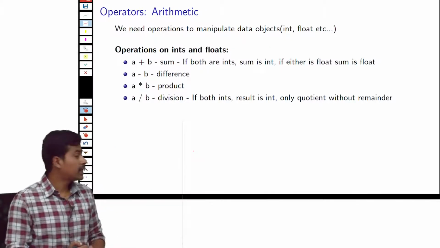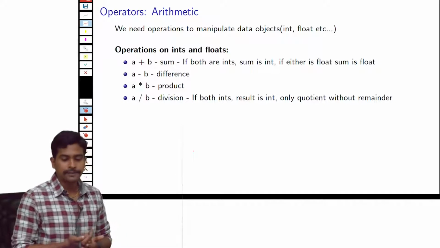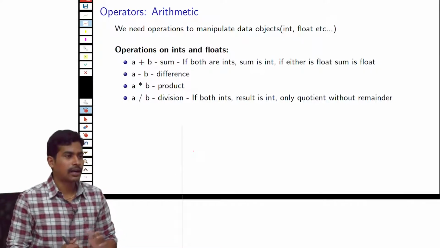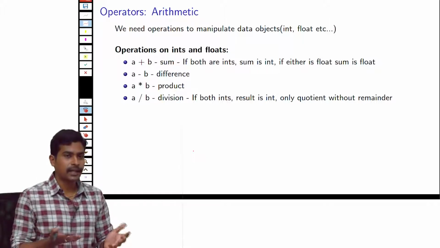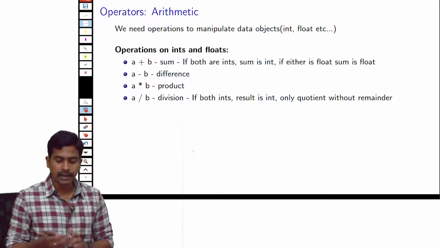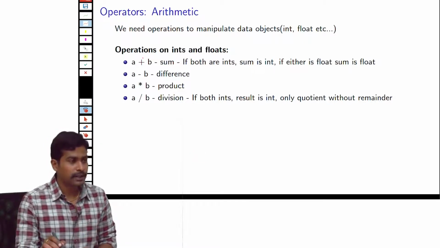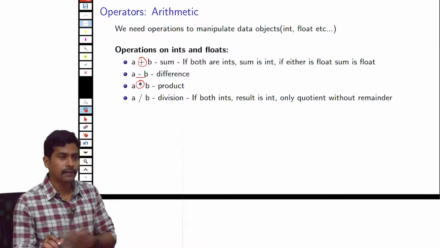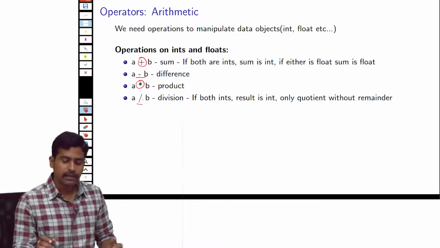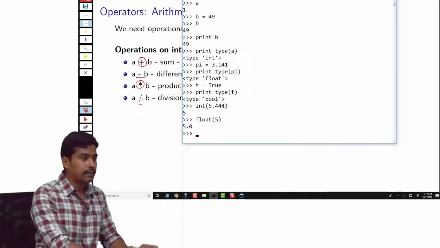We have seen variables and now we will go on to the type of operations that we can do on these variables. The first type of operations is called arithmetic operations. By name itself, arithmetic means addition, multiplication, division, subtraction and so on. These are the symbols used to do these operations in Python. Plus is addition, minus is subtraction, asterisk is for multiplication, and the slash symbol is for division. We can quickly try these things in the Python shell.